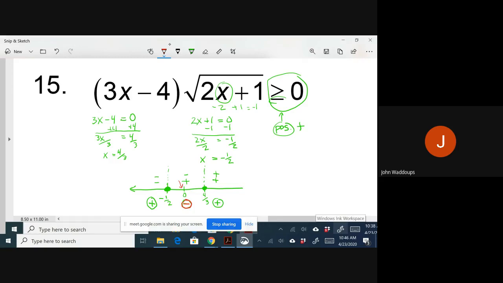And so we go over to 4/3 and go to the right. We switch back to green.